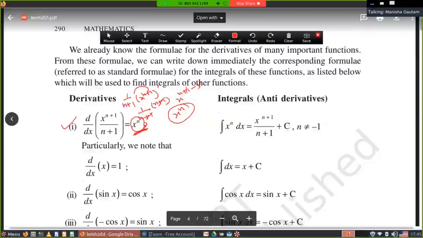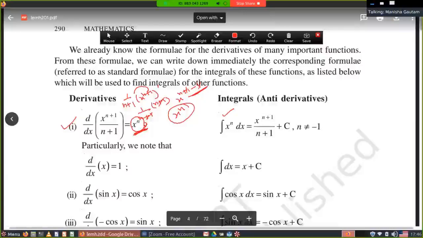Now take the integration of x to the power n. What is the formula to get the integration? In the derivative, you subtract 1 from the power and you multiply by the power. Here you have to divide by the power and you have to add 1. In the derivative you subtract, here you have to add.